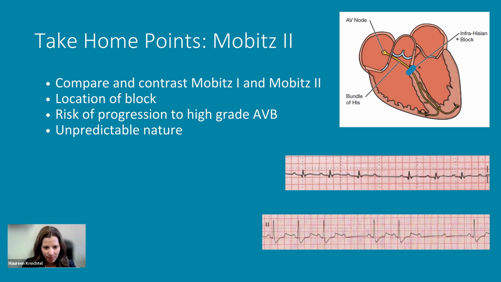As you can see in this example, we've got a PR interval that actually looks okay, looks fine. But then we have a P wave with nothing after it, and then some normal beats here before we start having dropped beats. And that's the concern with the Mobitz 2, is that they can go on to develop ventricular standstill if nothing pops in and helps pick up the difference.